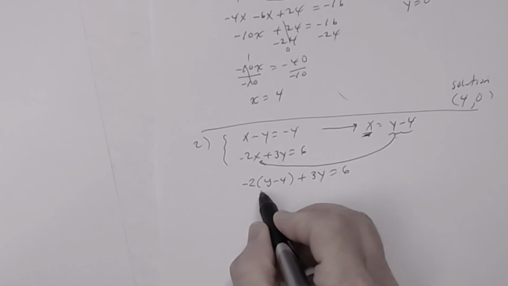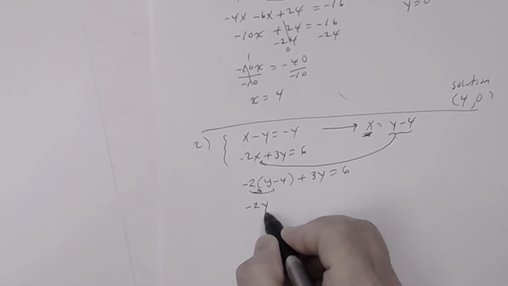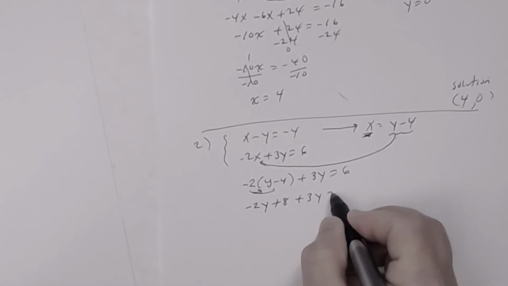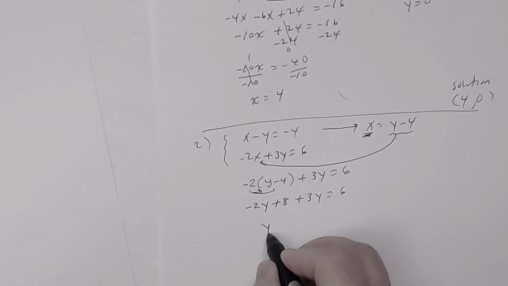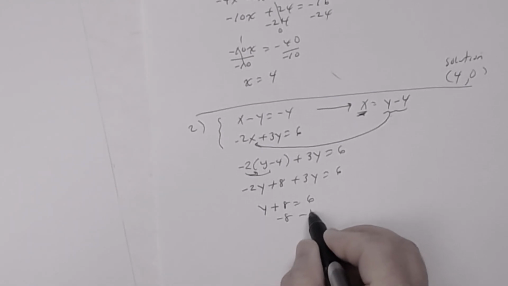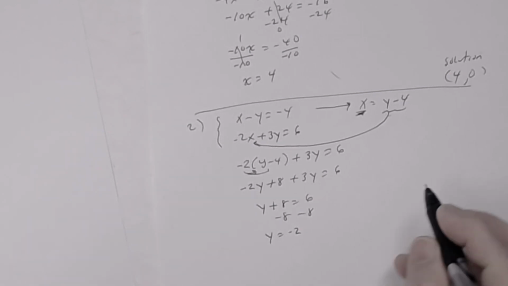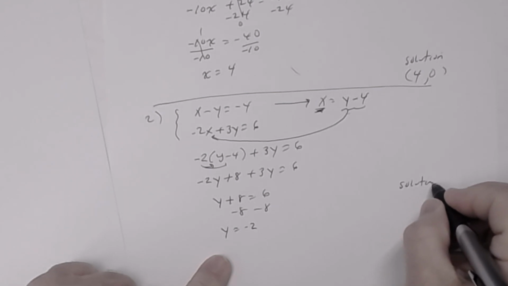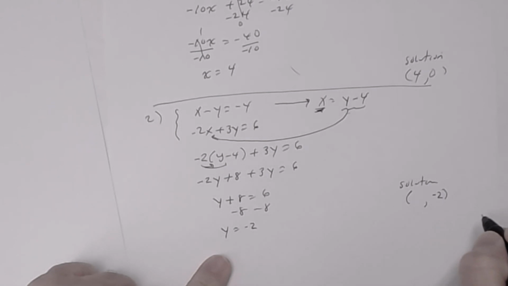And so now solving this linear equation, I'm going to go ahead and distribute, and I'm going to get -2y. -2 times -4 is +8, plus 3y equals 6. -2y plus 3y is y. So I get y plus 8 equals 6. Subtract 8 from both sides, I get y equals -2. So that's the y coordinate of my solution. So far I know my solution is going to have a y coordinate of -2.